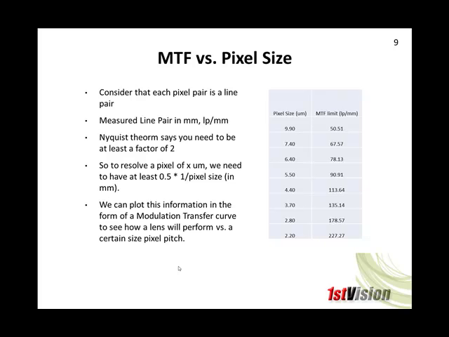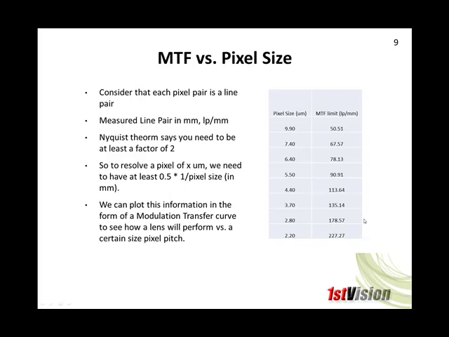And now if we take a look at the Nyquist theorem, which either you know or you don't, but take my word for it, it says that to accurately reproduce a sampled signal, you must sample at least twice the highest frequency of the signal. So if we put that in a formula, to resolve a pixel of X microns, we need to have at least 1/2 times 1 over the pixel size. And since we measure this in millimeters, we're going to have to convert from microns to millimeters.